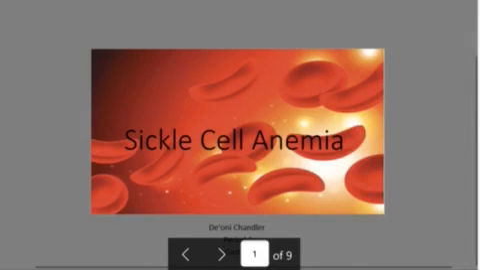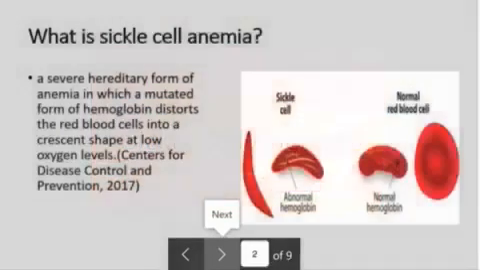I will be discussing sickle cell anemia. Sickle cell anemia is a severe hereditary form of anemia in which a mutated form of hemoglobin distorts the red blood cells into a crescent shape at low oxygen levels.